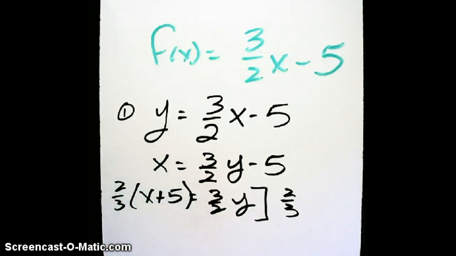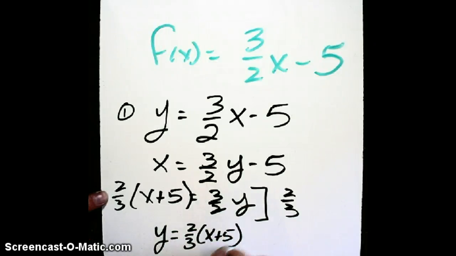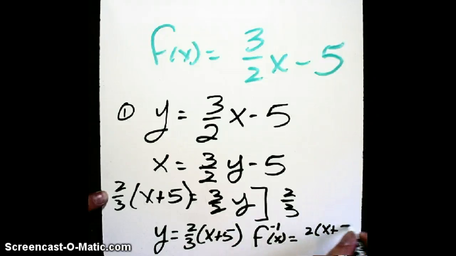And notice when I do that, on the right side, these divide out and I have just y is equal to, then over here, I have 2/3 x plus 5. Or inverse f of x is, how about I write it this way? 2 times x plus 5 over 3. That's another way to write it. So that is a way how to find inverse functions algebraically.